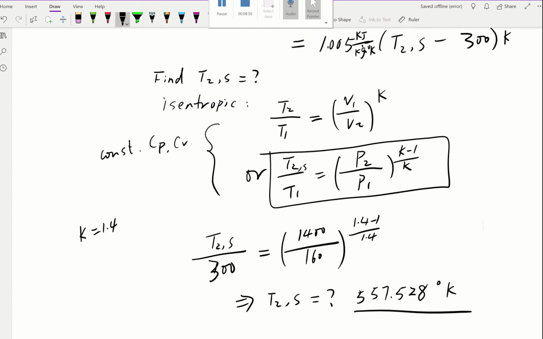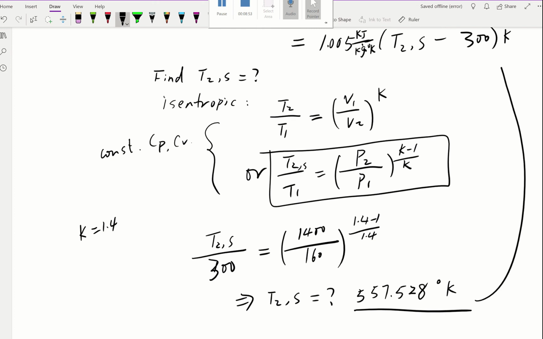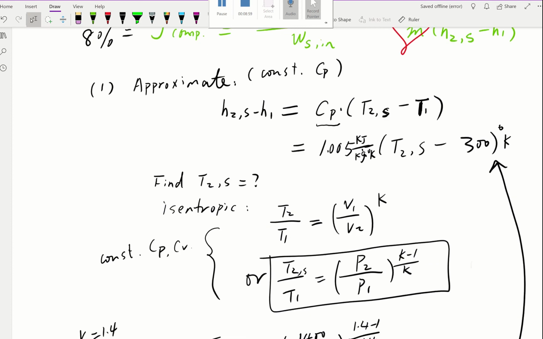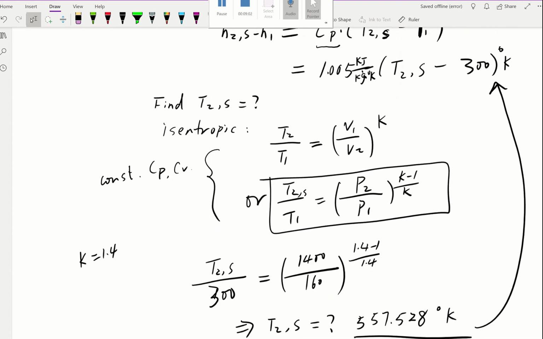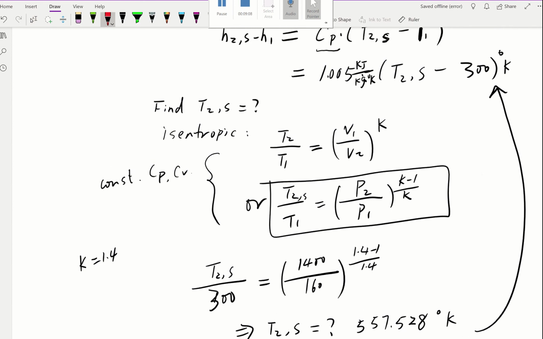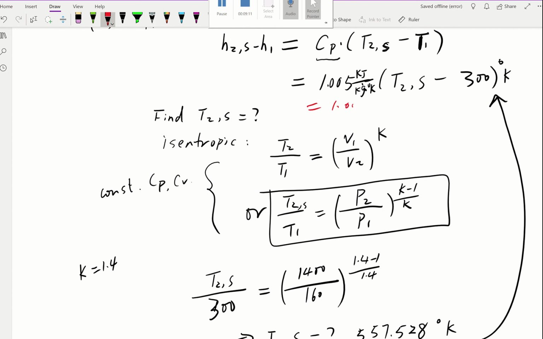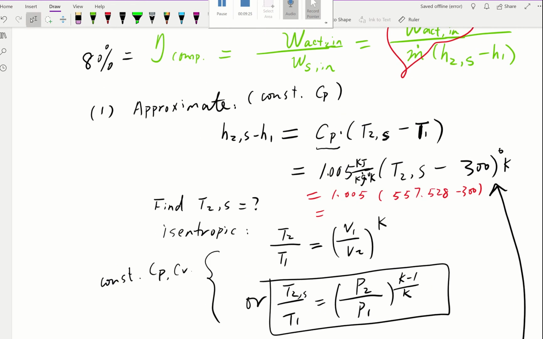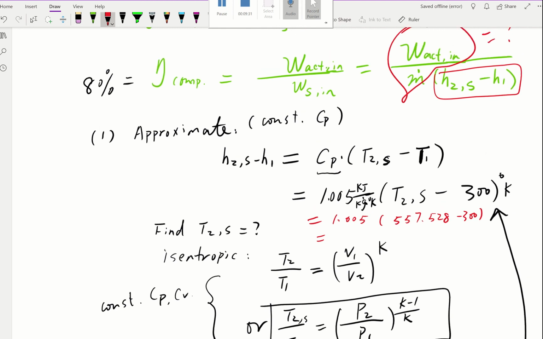All right, so now we know that we can go back to this equation to find the rest, since you know T2S now, right? So let's go back to here. Then we say, I'm going to go back to say it's 1.005. Now we know T2S. If it's an isentropic process, we're going to have 557.528 minus 300. That will give us H2S, gonna give us this value. And that's what actually we needed to solve.